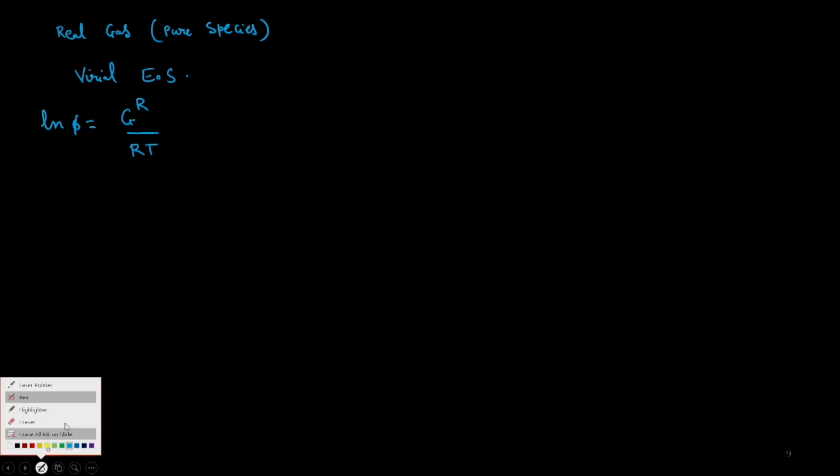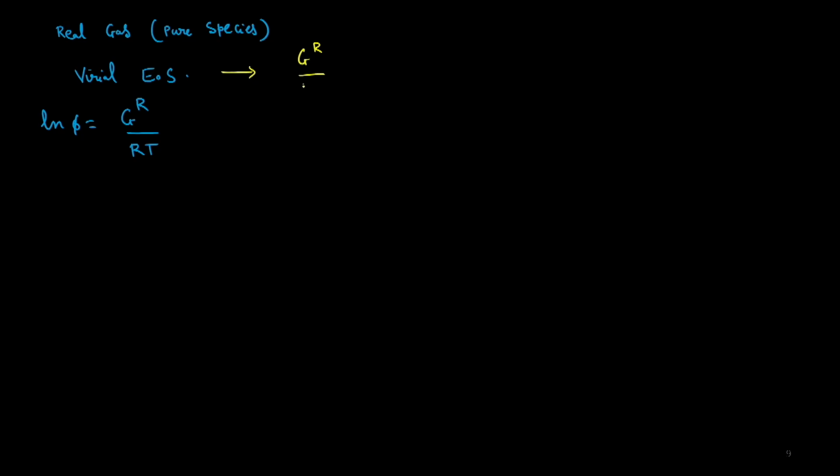And we're still talking about pure species, but let's talk about a real gas which obeys the virial equation of state. Then by definition, ln phi is gr over RT. I'm talking about pure species, so like I said, I am ignoring the subscript i. Ln phi is gr over RT, and if it obeys the virial equation of state, if you recall how we calculated the residual properties, gr over RT was the integral from 0 to P of the compressibility factor Z minus 1 dP over P.